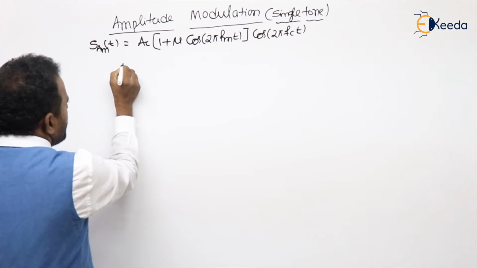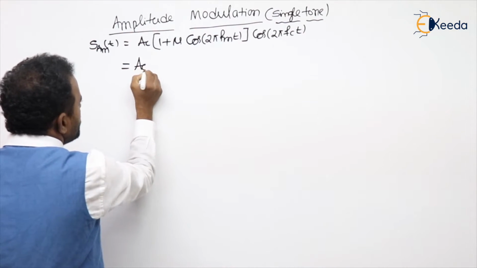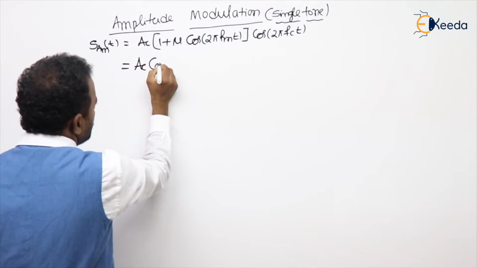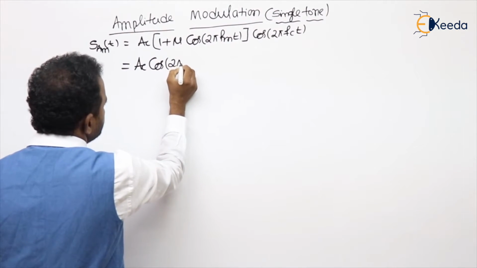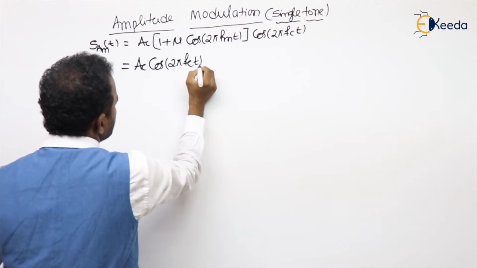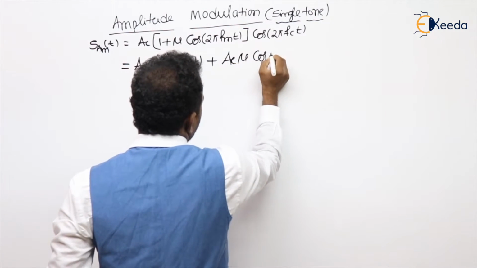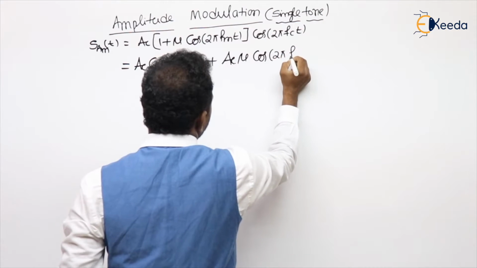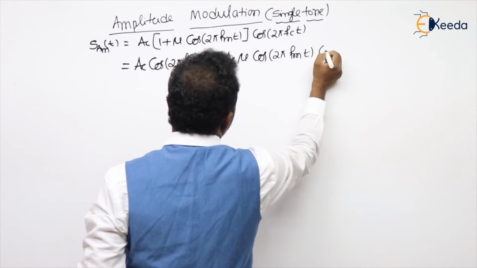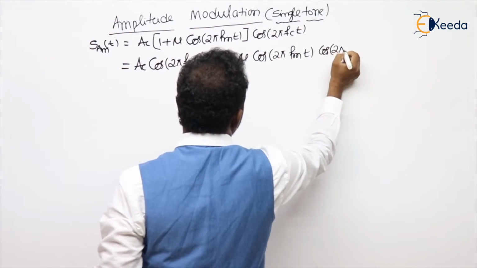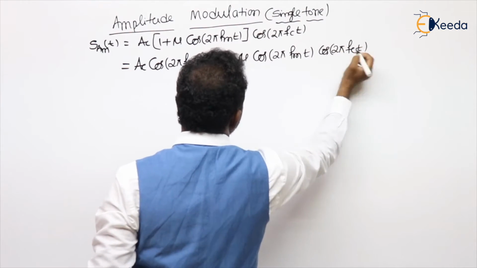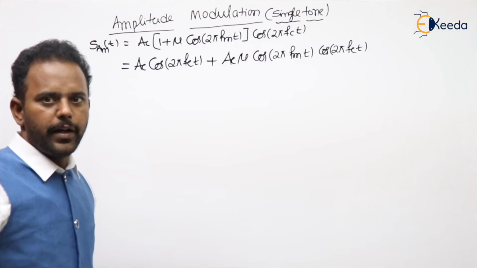Now let's multiply with the inside terms. A_C into 1, A_C cos 2 pi f_c t, plus A_C mu cos 2 pi f_m t into cos 2 pi f_c t. Got the point or not? Follow.